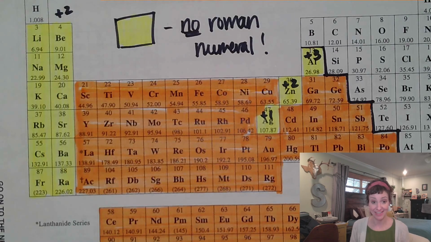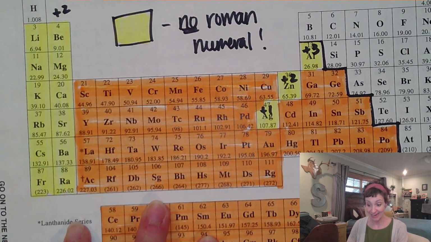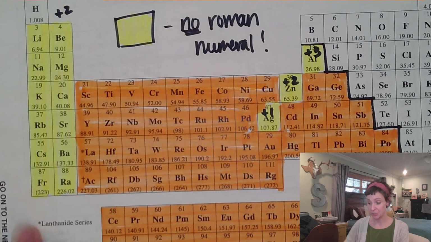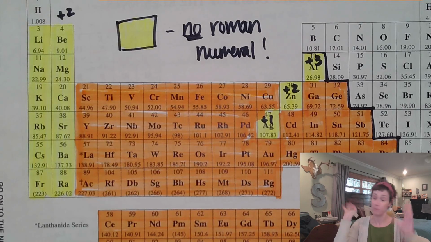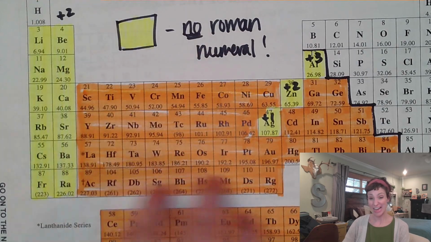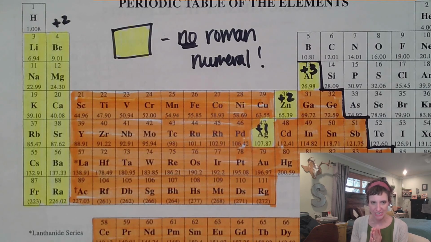When I'm naming things, don't you dare put a Roman numeral unless I am in this orange area. If you are in group 1 or group 2, if you are silver, zinc, or aluminum, you just name those elements and then move on to whatever your anion is to name. But if I am in here, you need to figure out what the charge is of that transition metal and represent that in Roman numerals inside of the parentheses. You were like, how am I supposed to do that?